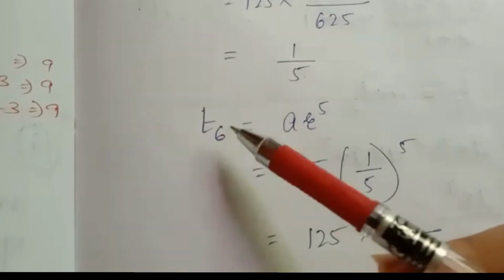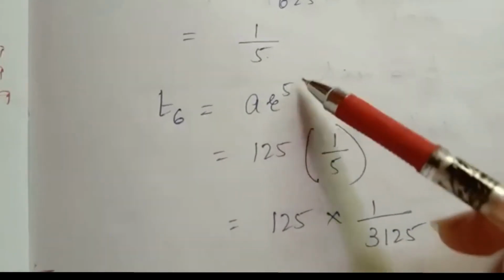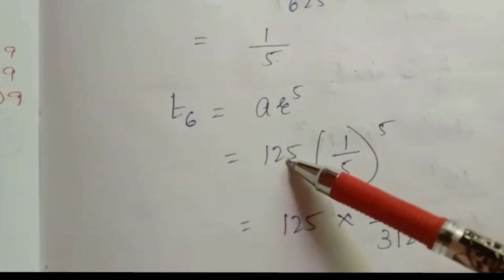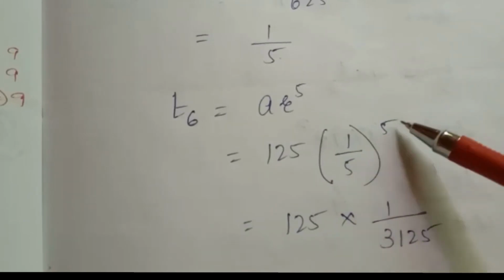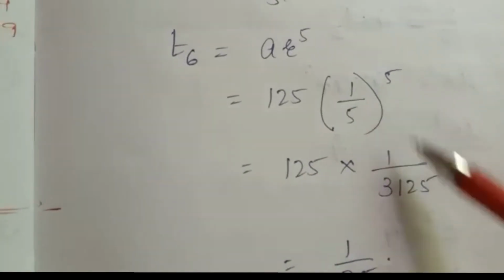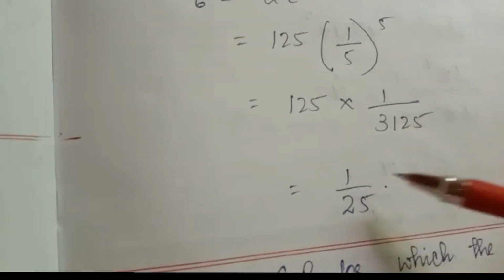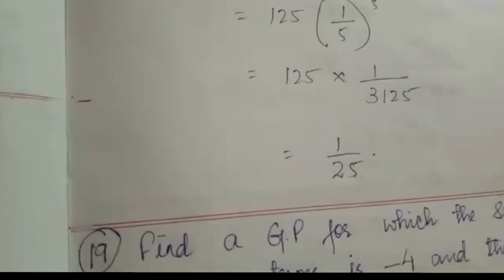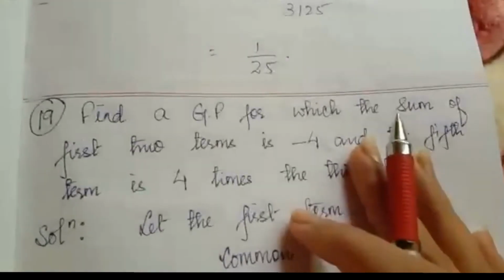Now the sixth term, T6, is equal to AR to the power 5. A is 125, R is (1 by 5) to the power 5. So 125 into (1 by 5) to the power 5 is 125 over 3125. So cancel, you will get 1 by 25. 1 by 25 is your sixth term.